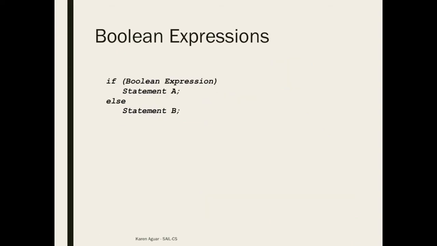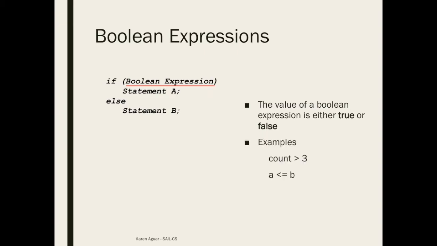So now I'd like to talk a little bit more about these Boolean expressions that we're putting in the parentheses. We looked at some pretty basic examples, but there's some more rules that we should get familiar with. So again, the value has to be something that's either going to evaluate to true or false. And we saw some examples like count greater than 3 or A less than or equal to B.